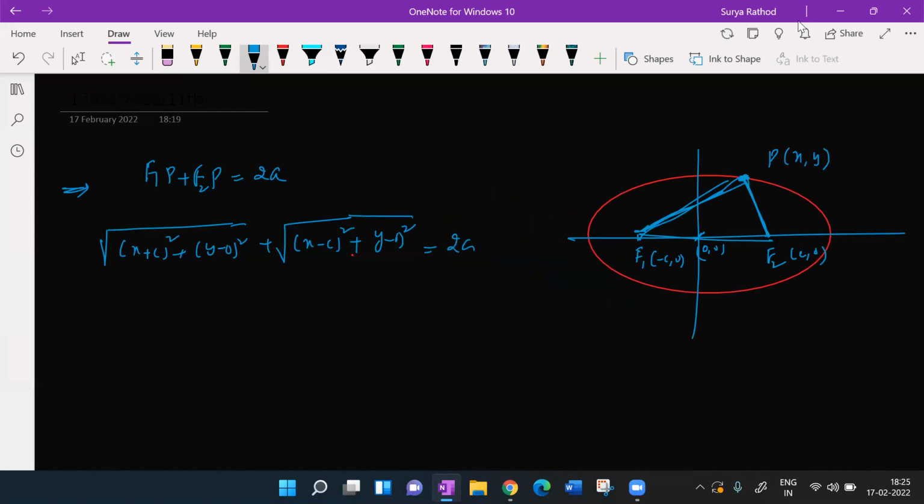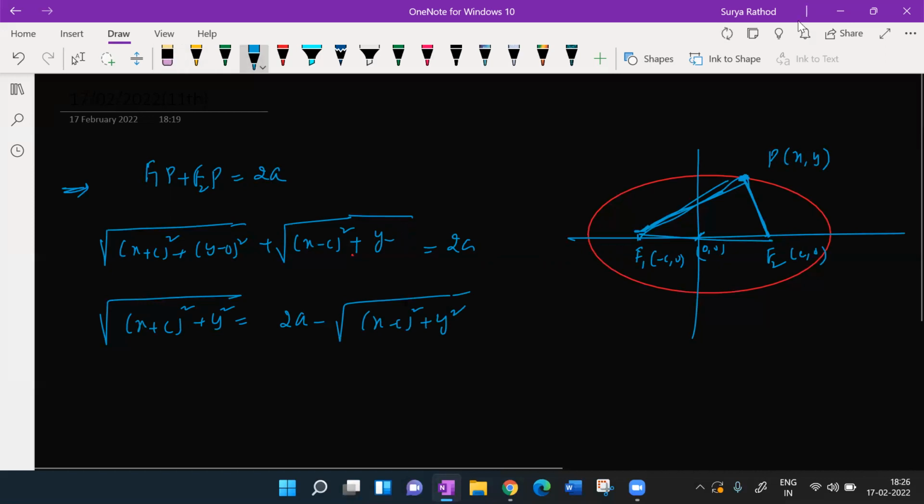Okay. So now let me bring this part to the right hand side. I'm just transposing it. So what are you left with now? Square root of (x plus c) whole square plus y square is equal to 2a minus square root of (x minus c) whole square plus y square. Here (y minus 0) whole square is nothing but y square only. Correct?